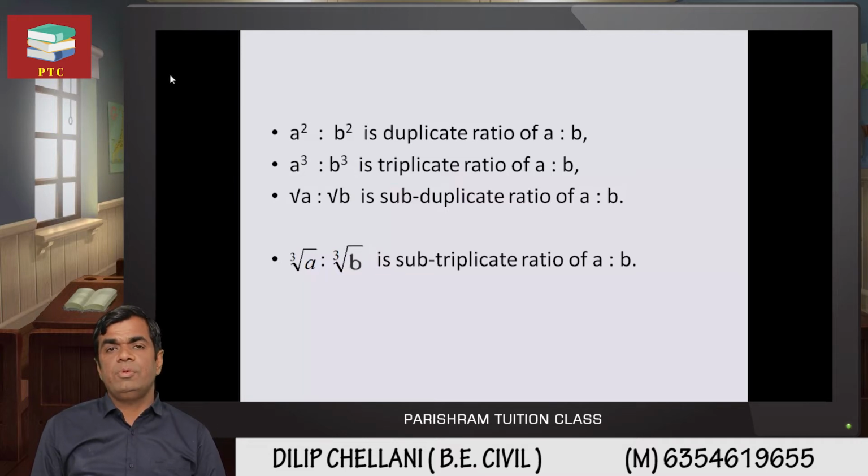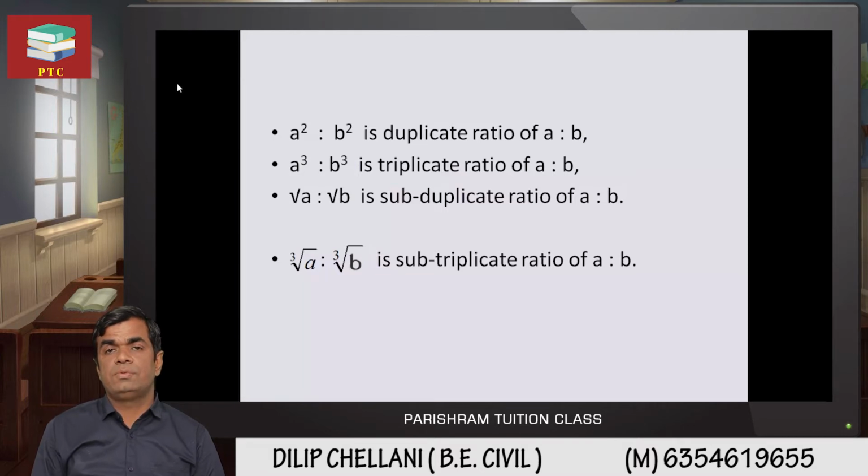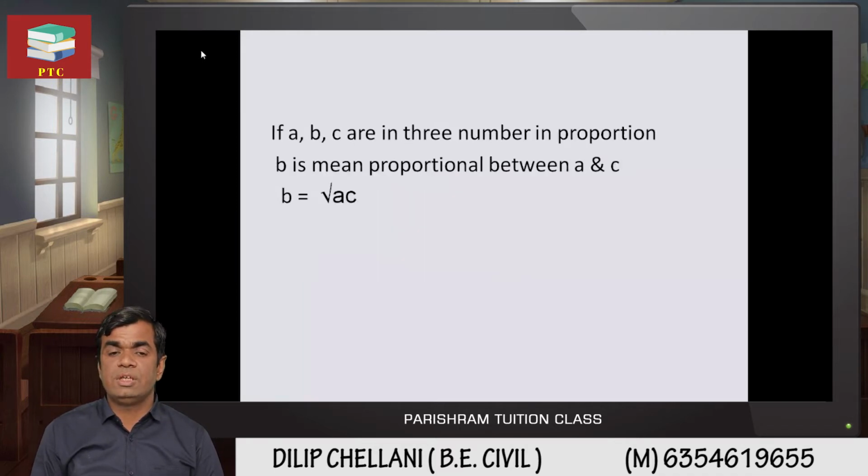A square is to B square is known as duplicate ratio of A is to B. A cube is to B cube is the triplicate ratio of A is to B. Square root of A is to square root of B is known as subduplicate ratio of A is to B. Cube root of A to cube root of B is the subtriplicate ratio of A is to B.